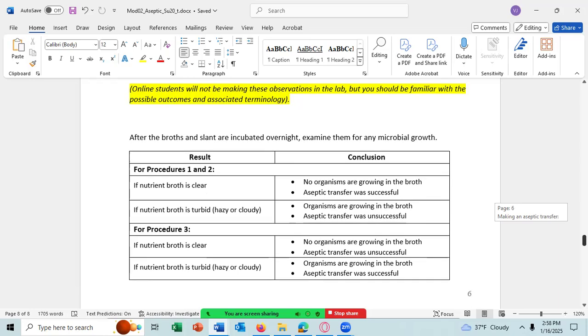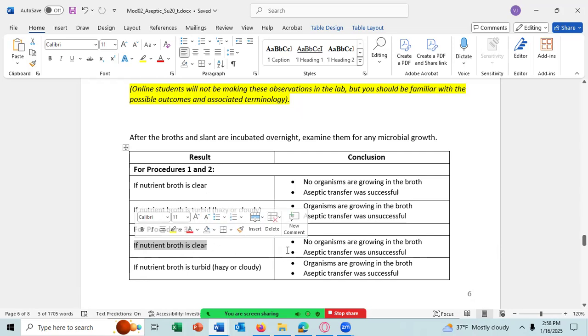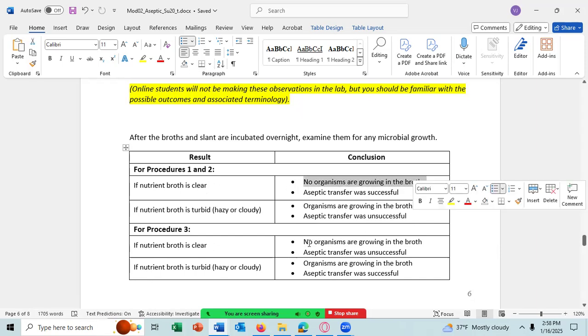And once again, for the conclusions and the results, use this table. For procedure 3, if the nutrient broth is clear, no organisms are growing in the broth, and aseptic transfer was unsuccessful. Why do we say if the nutrient broth is clear for procedure 3 that no organisms are growing in the broth, and yet for procedure 1, if the nutrient broth is clear, we're saying that no organisms are growing in the broth? Why are we changing it?